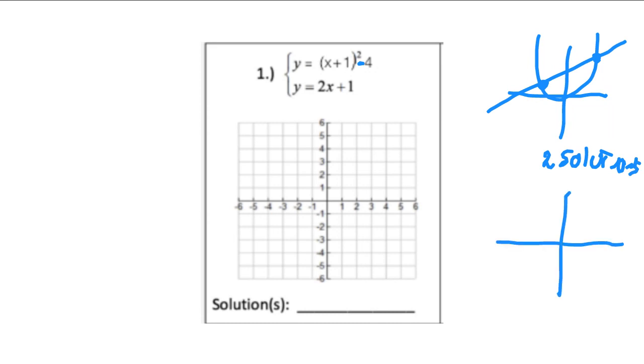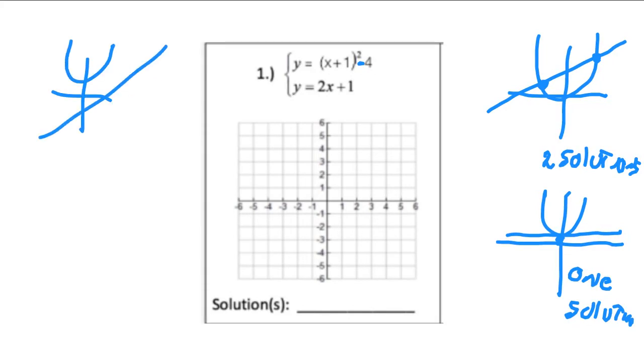Or you could graph it and it might only hit once, and you'd have one solution. Or you could graph it out and it might never hit. So you could have no solutions. Okay, so those are your choices tonight. Well, it's not really a choice. That's just how it could happen. You could have no solutions if it never crosses, or if it never touches. You could have two solutions, or you could have one solution. You can never have an infinite number of solutions, just 0, 1, or 2.